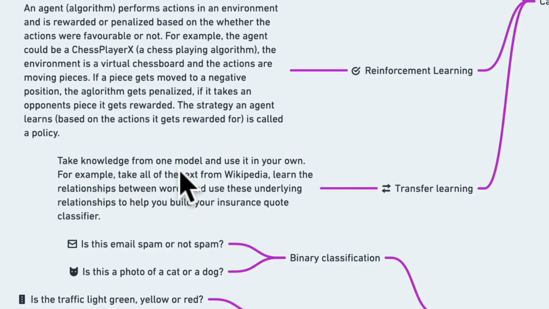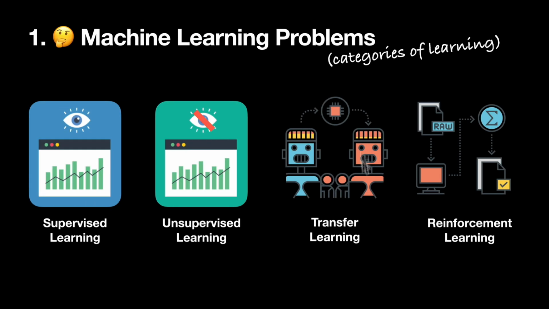Transfer learning is when you take the knowledge from one model and use it in your own. For example, take all of the text from Wikipedia, learn the relationships between words, and use these underlying relationships to help you build your insurance quote classifier. Now, transfer learning is a very valuable skill, because oftentimes in practice, training a machine learning model takes a lot of resources. Say you're building a self-driving car, for example, from that Tesla Autonomy Day video that we talked about, that took 70,000 hours to train on a GPU cluster, or GPU hours.